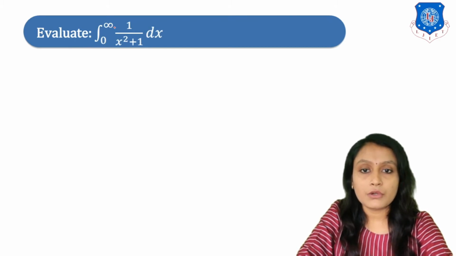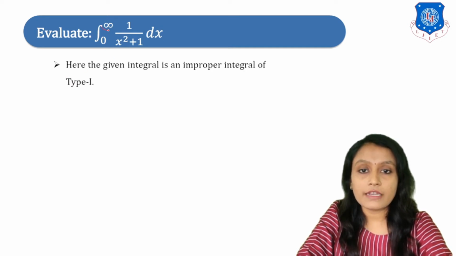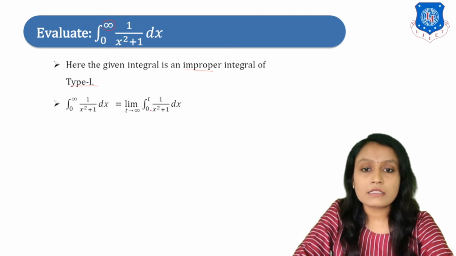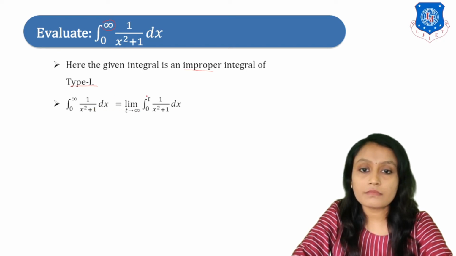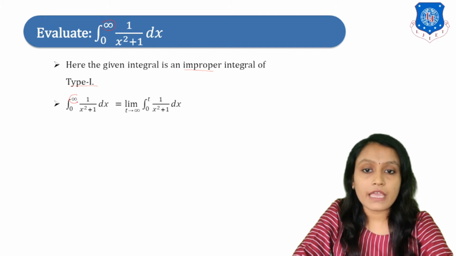Now let's study an example. Evaluate integration from 0 to infinity of 1 upon x square plus 1 dx. Okay, so here you can see infinity over here, right. So this is an improper integral of type 1. Now let's evaluate this integration. So the integration from 0 to infinity of 1 upon x square plus 1 dx is equal to, now wherever we have this infinity, we have to substitute t.